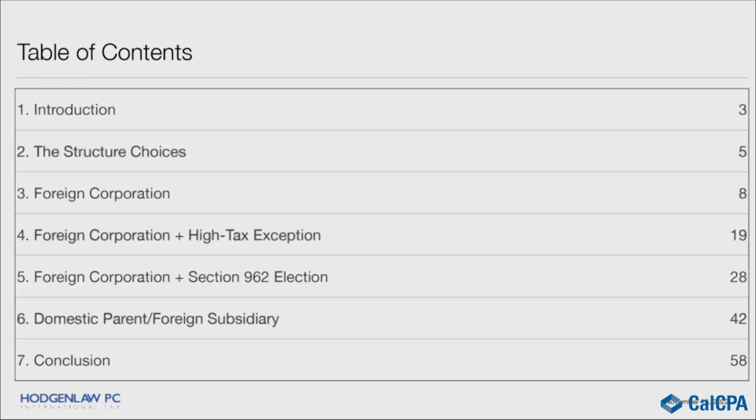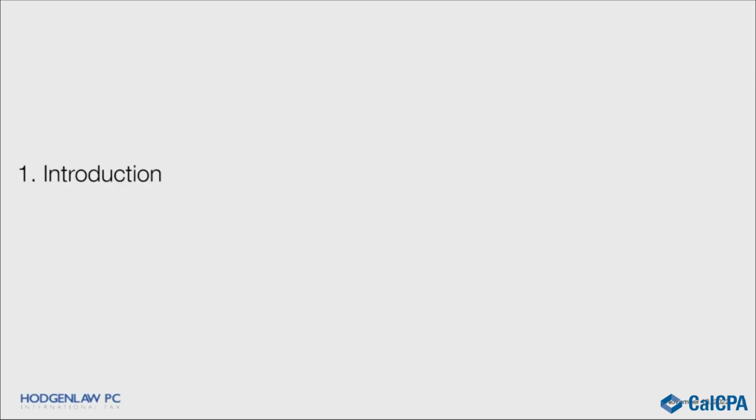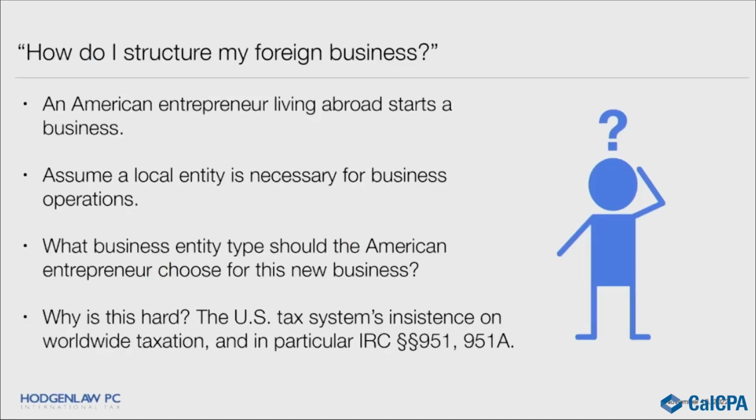Here's the little table of contents so you can see what we're going to do. I show you the structure choices, and then we're going to walk through 4 different structure choices, all using corporations, so you can see how they perform from a US tax point of view. So let's begin. Number 1.